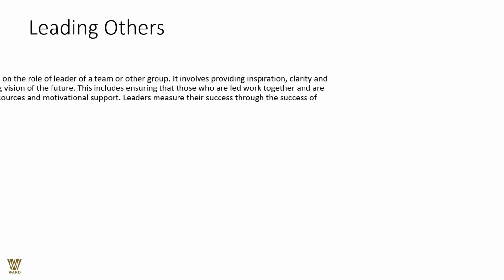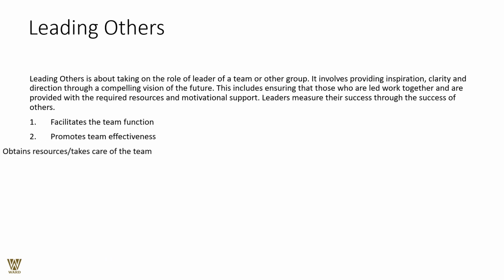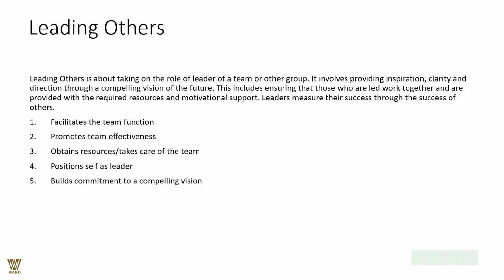Then comes the core competency of leading others. Leading others is about taking the role of the people or the team members, inspiring them, giving clarity, giving direction to a compelling vision of the future. Now, what are we looking at? The success of others, facilitating team functions, promoting team effectiveness, obtaining resources, taking care of the team, positioning oneself as a leader, positioning commitment to the compelling vision, as the case might be, of what we are actually going around.